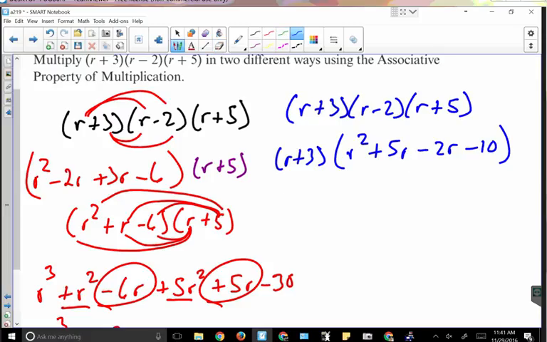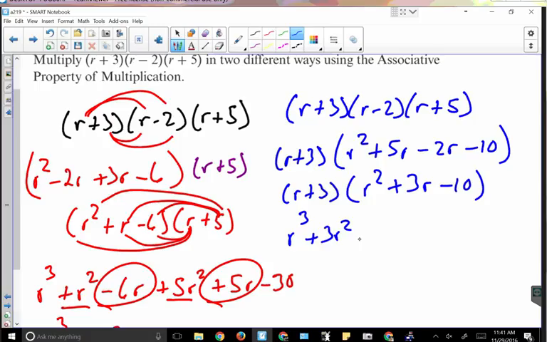So then I would be left with r plus 3 times r squared plus 3r minus 10. Now, last one. So I've got to multiply everything through again. So I end up with r cubed plus 3r squared minus 10r plus 3r squared plus 9r minus 30.